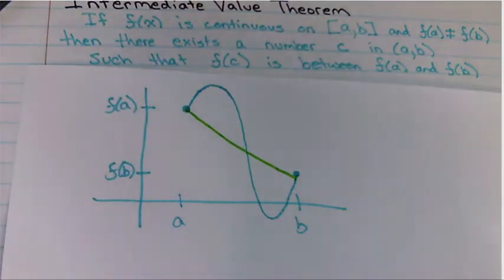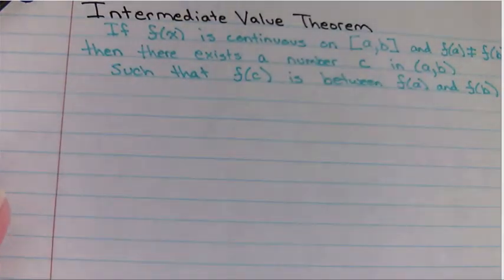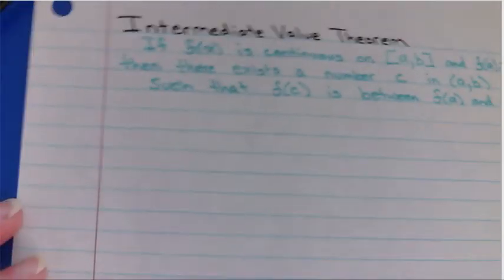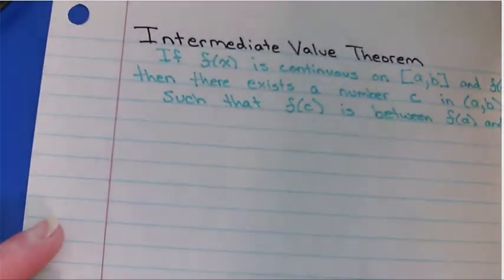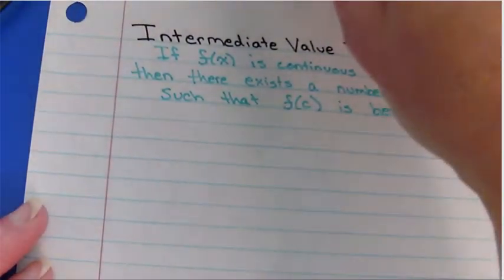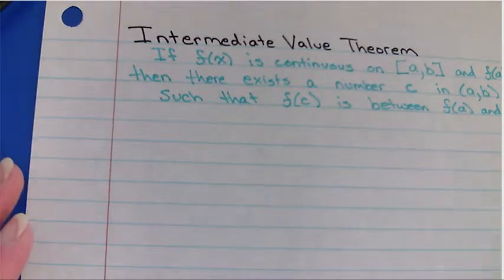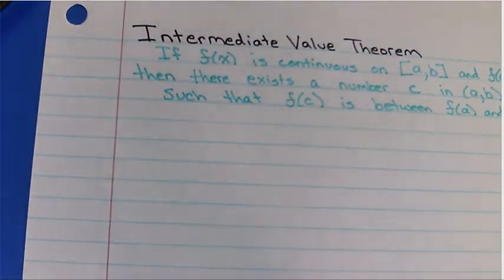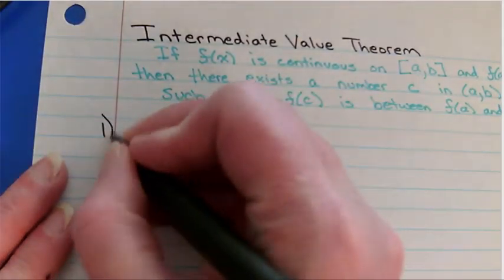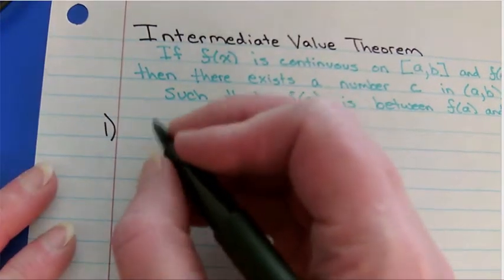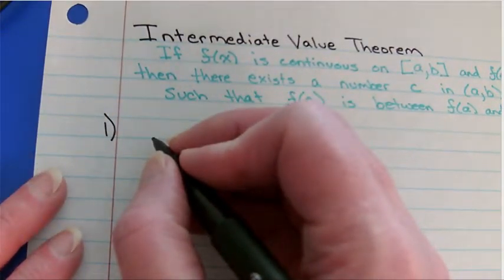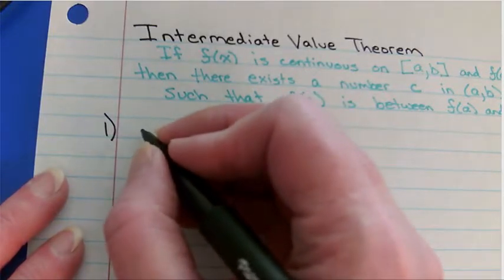So let's see why this is helpful. The main reason this is helpful is that if we know we have a continuous function, this can help us narrow down where we have a 0. So the way we could use this is, I'll just use the example here.